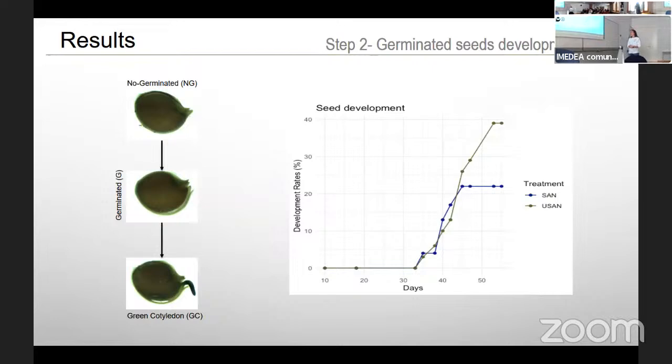Then after that, we follow the growth, the germinated seeds to elongated green cotyledon, as you can see here. And more or less both treatments start developing at the same time, but at the end, there are more unsanitized seeds that grow than sanitized. And I have to point out here, don't pay so much attention to the time, because we see some kind of delay because of the method, but we can talk about this method later. But the important thing is that at the end, there is a difference between treatments.